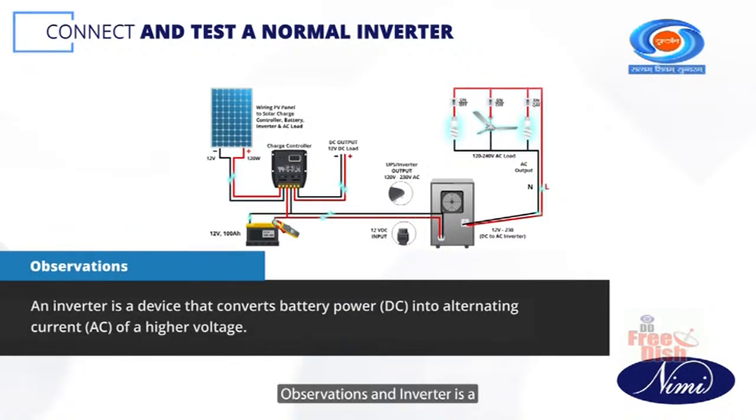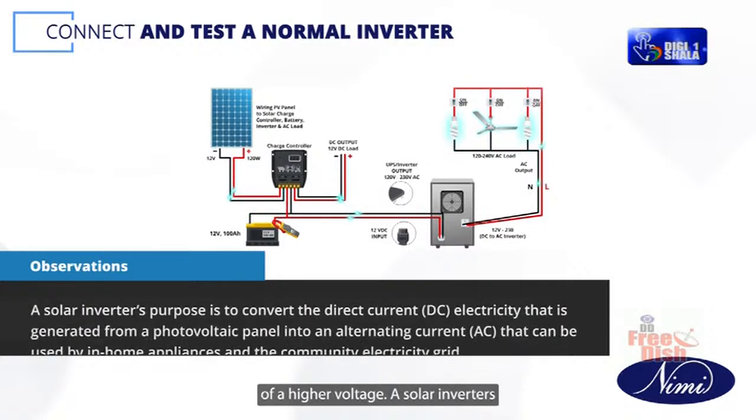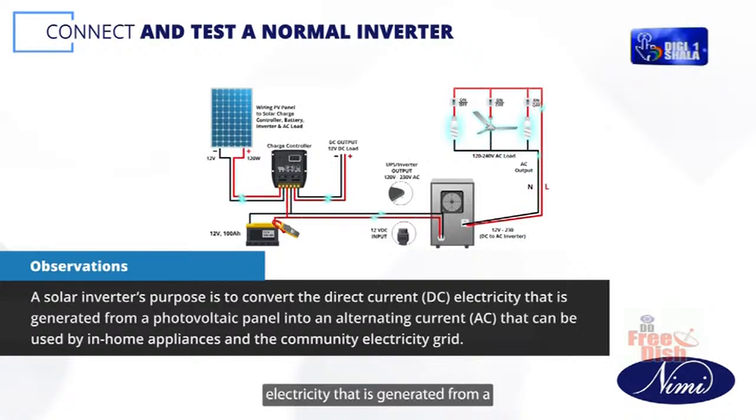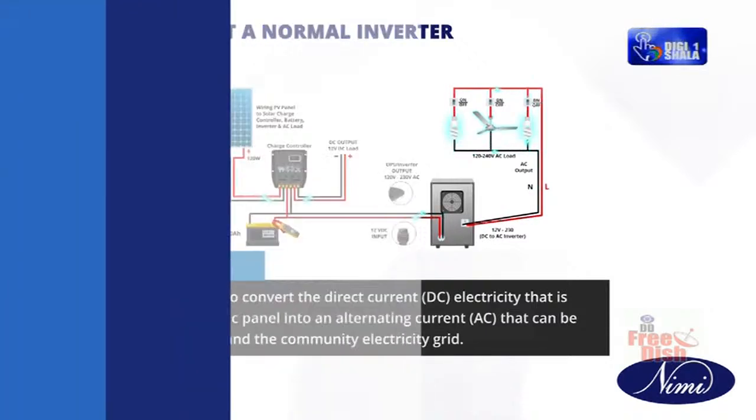Observations. An inverter is a device that converts battery power DC into alternating current AC of a higher voltage. A solar inverter's purpose is to convert the direct current DC electricity that is generated from a photovoltaic panel into an alternating current AC that can be used by in-home appliances and the community electricity grid.